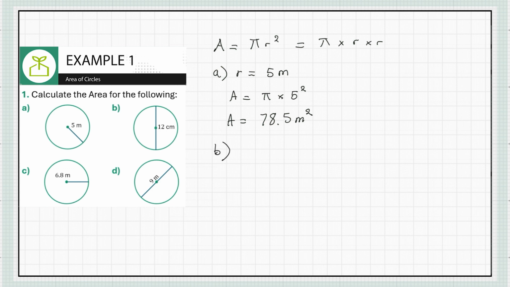If you look at B, again, we need to look for our radius. Now it's given us the diameter, which is the distance from one end of the circumference to the other while passing through the middle, and the radius is going to be equal to half of that. So if the diameter equals 12, then the radius is going to be equal to 6 centimeters. Now that we have that, we can plug everything into our formula. So our area is going to be equal to pi multiplied by 6 squared, which is the same as pi multiplied by 36. So let's pull up our calculator again.